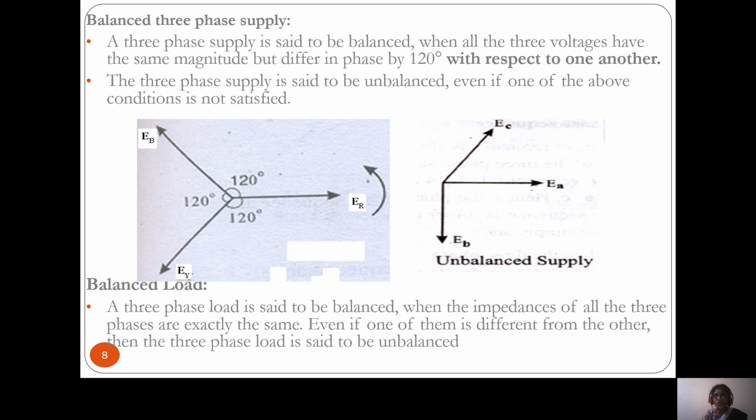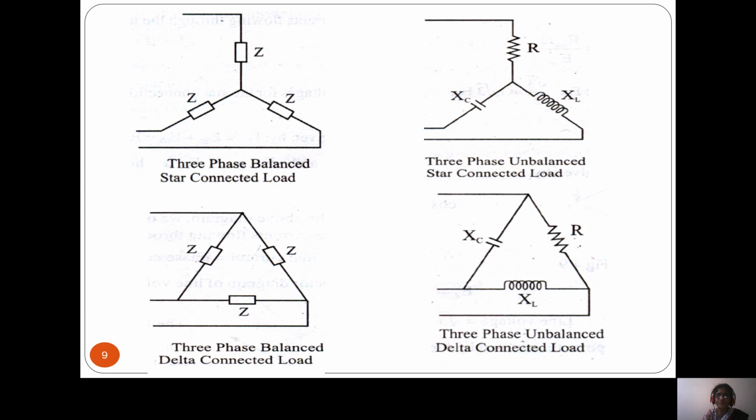A balanced load means the impedance in the three phases must be the same. That means in one phase it is 2 plus j3, in the second phase also 2 plus j3, and in the third phase also 2 plus j3. If suppose one is 2 plus j3 and another is 3 minus j3, like that, then it is called an unbalanced load. Balanced load and unbalanced load.